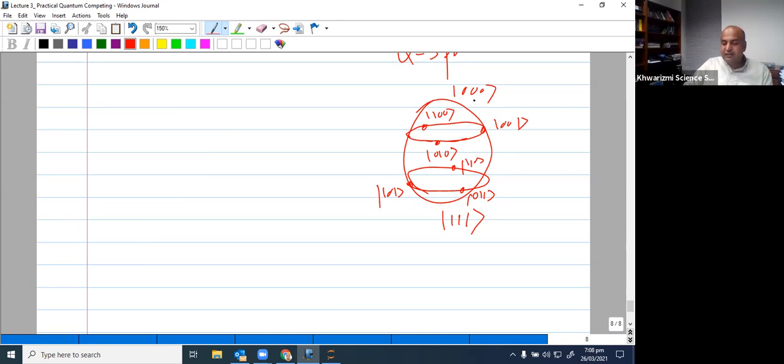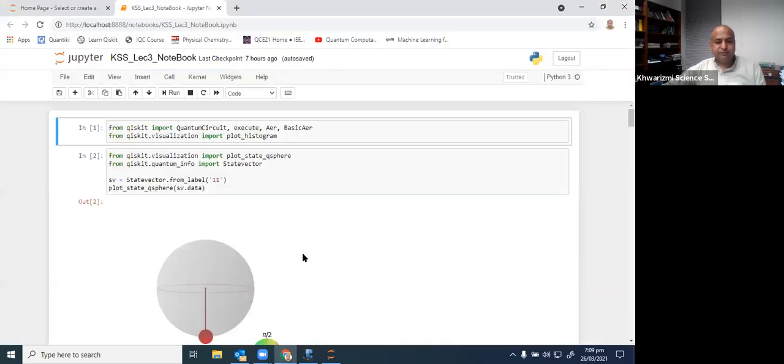So the idea is that the highest number of zeros is on the top, and with the concentric circles, you keep going down by increasing the number of ones. So the lowest state has all ones, and the highest state has all zeros. If the corresponding dot is present, it means that state is present. If there's no dot, that state is absent, and the color and the size still tell us the relative amplitude and the phase. Sir, you have some questions?